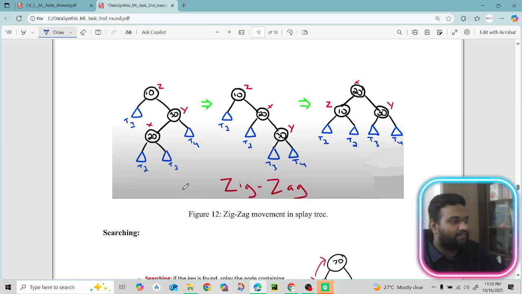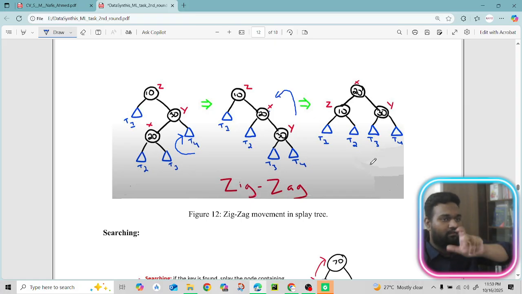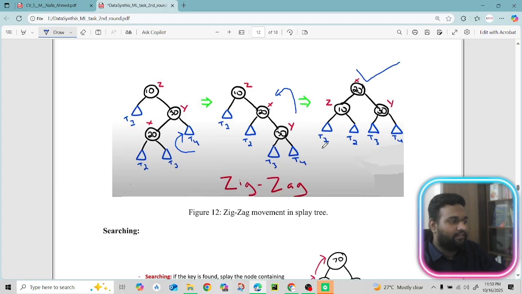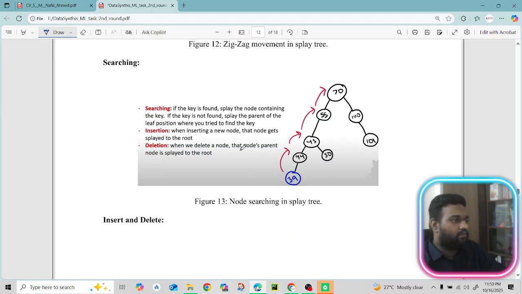Zig-zag is a right rotate and a left rotate. So for x, I'm going to use a right rotate, and that's why it is going here. Now I'm going to do a left rotate, which means I'm going to rotate it like this. Sorry, the different camera angles. So I will get x at the root. This is a zig-zag. So searching, insertion, deletion, all of these happen in an easy manner.